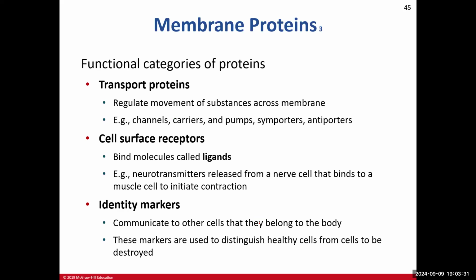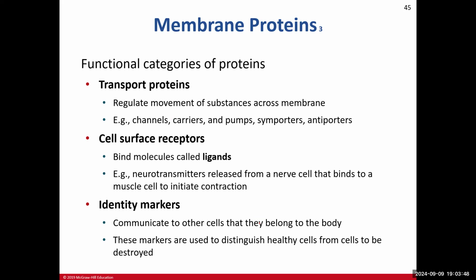So, a couple of functions for the proteins. The first one that you see up there, and we'll spend a lot of time this semester talking about, are transport proteins. When you see that term up there, transport protein, what do you think these proteins do? Yeah, they move stuff. That's what they do.